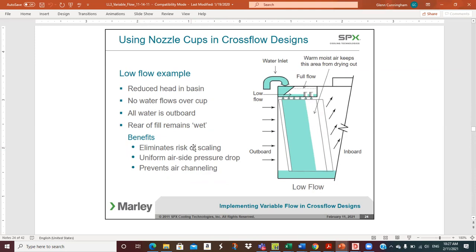Benefits: eliminates risk of scaling, uniform airside pressure drop, and prevents air channeling. So this is what Marley does. Now, each manufacturer is going to have their own approach to extending the different flows, being able to go down to a low flow condition on their towers.